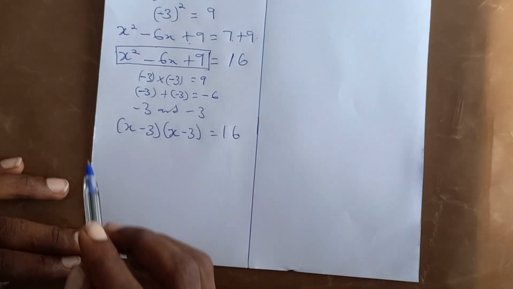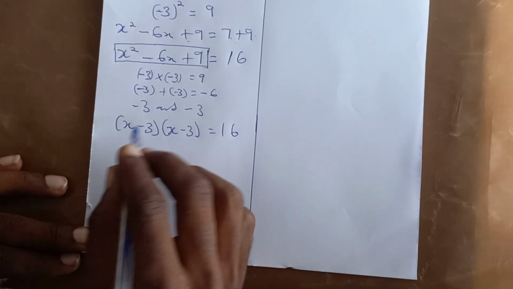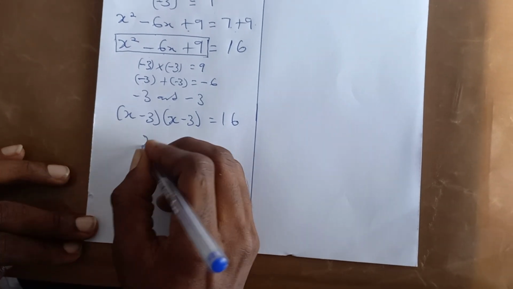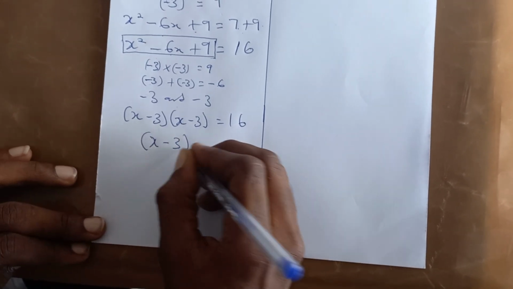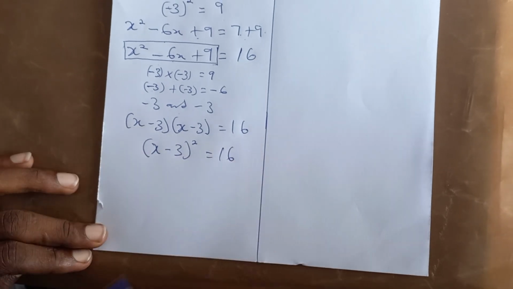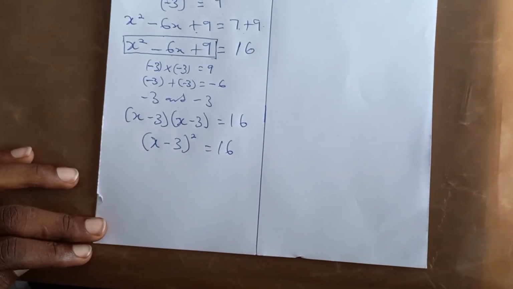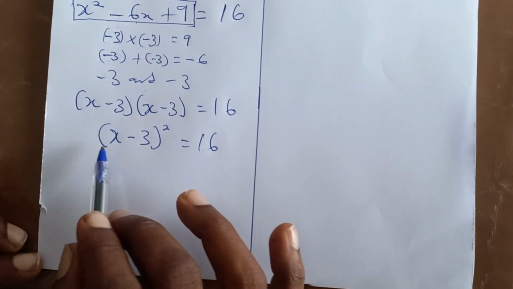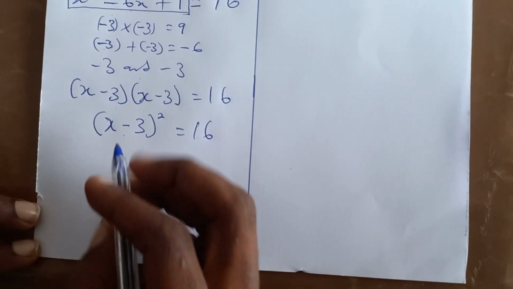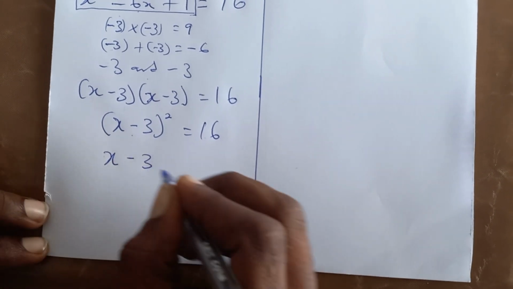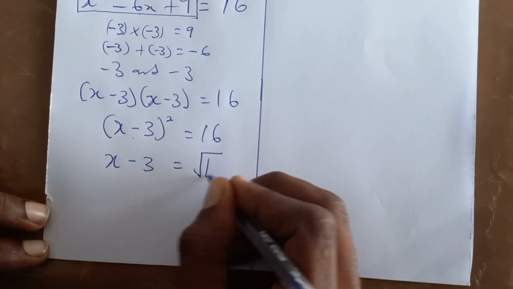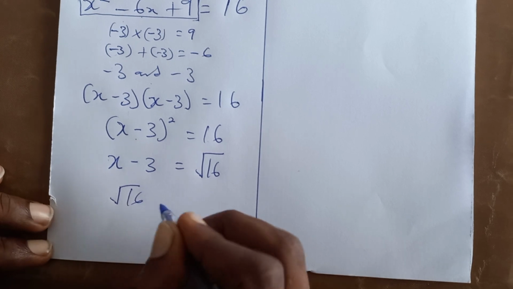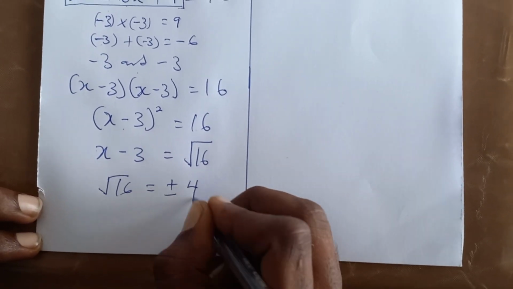Thank you. Let's continue. Now, it is already a perfect square. So x minus 3 in brackets squared is equal to 16. Now, we need to take the square root of both sides, that is, to the left and then to the right. So we get x minus 3, which is equal to root of 16. And we know that root of 16 is equal to plus or minus 4.